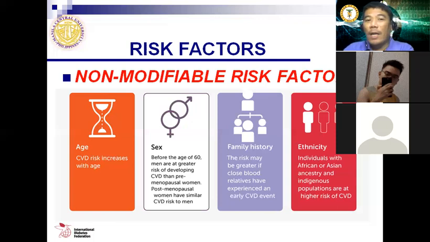Okay, gender. Before the age of 60, men are at greater risk of developing cardiovascular disorder than premenopausal women. Postmenopausal women have a cardiovascular risk similar to men. So again, before the age of 60, men are at greater risk. But when females have menopause at an early age, before 60, the postmenopausal state will put them at risk for cardiovascular disorder. So what is the common denominator, either andropause or menopause? It is hormones.